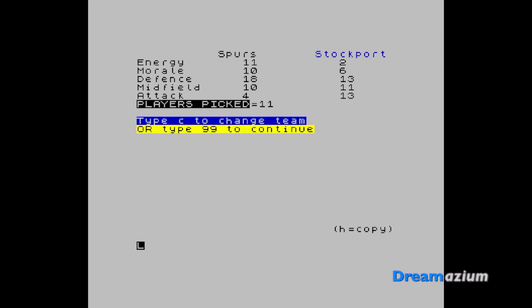Now it gives us the rundown, and Stockport's energy is very low. Their morale is very low. Their defense is not very low, but it is low. Their midfield is slightly better than ours, but not that much. And their attack is much better. Now we stand a chance, but we need a bit of luck here. So let's see what happens.